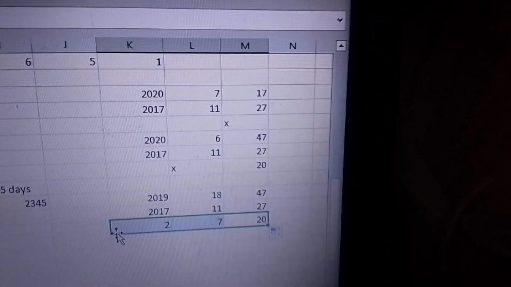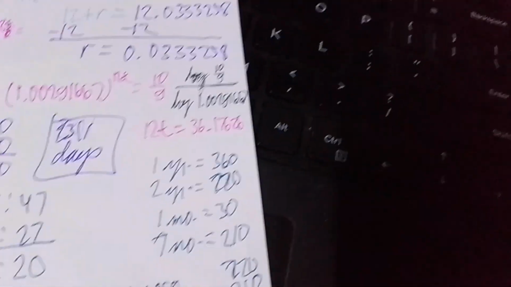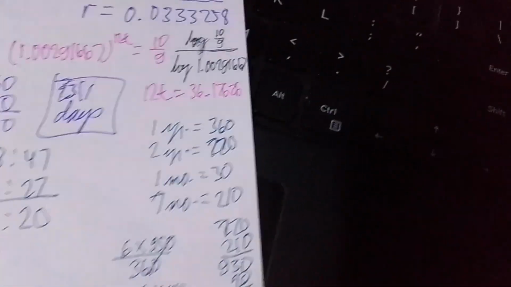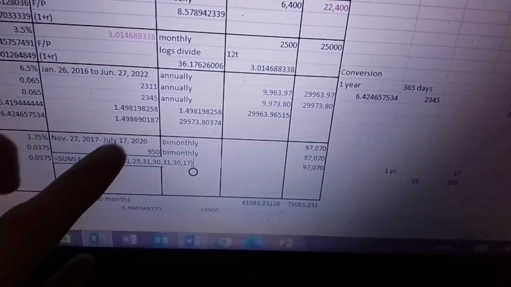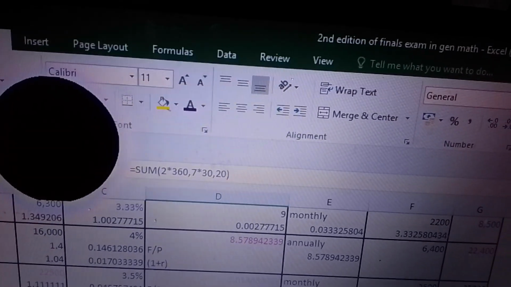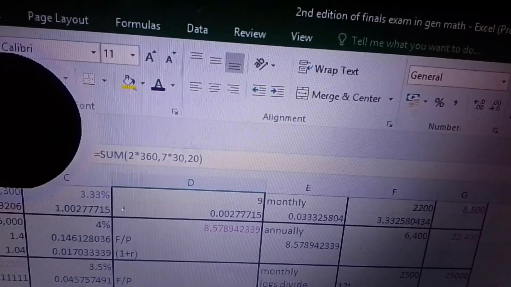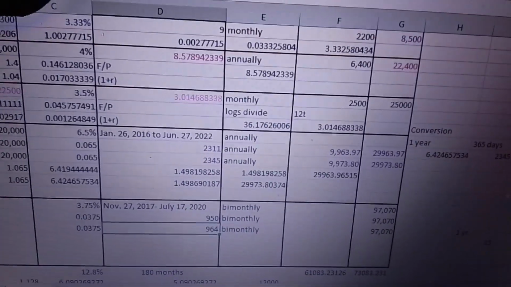For ordinary interest, you know that 1 year is worth 360 days. Just like what I wrote here. And we have 2 years, that's 720. And then 1 month is worth 30 days. But 7 months is worth 210 days. And then plus 20. Ito yung ginawa ko sa solution sheet ko. So 2 times 360, because there are 360 days in 1 year. And then 7 times 30, because there are 7 months and 30 days in 1 month, plus 20. We should get 950.